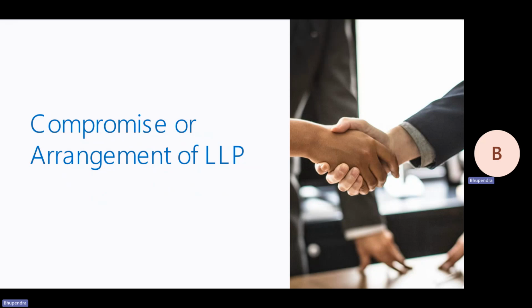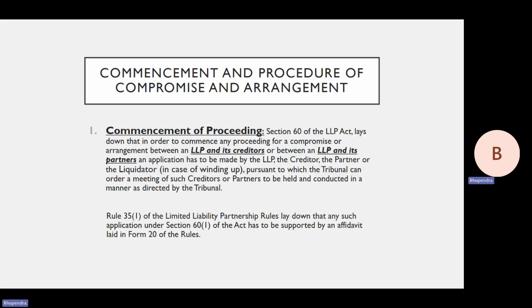Commencement of proceeding. Section 60 of the LLP Act says that in order to commence any proceeding for a compromise or arrangement between an LLP and its creditors, or between an LLP and its partners, an application has to be made by the LLP, creditor, partner, or the liquidator, pursuant to which a meeting of such creditors or partners is to be held and conducted in such a manner as directed by the tribunal.